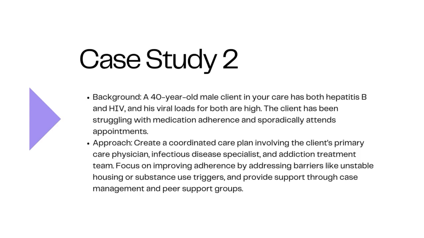So, the recommended approach here is to create a coordinated care plan involving the client's primary care physician if he has one. If he doesn't, let's get him one, an infectious disease specialist, and an addiction treatment team. Focus on improving adherence by addressing barriers like unstable housing or substance use triggers, maybe even transportation too, and provide support through case management and peer support groups. And can you think of anything else you might add for this client or recommend or suggest?